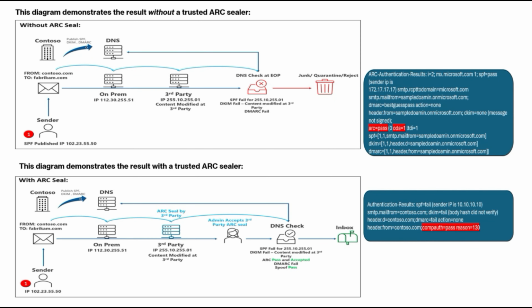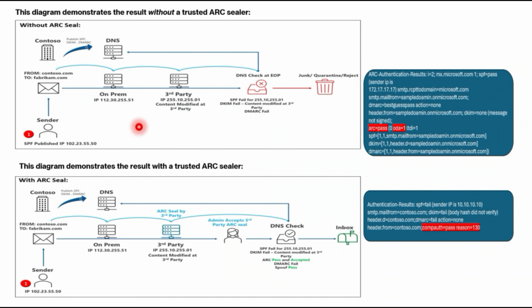Let's take a look through these diagrams here that contrast mail flow and the effect on email authentication results with and without a trusted ARC sealer. So let's assume that in both these diagrams, Microsoft is using a trusted email service that modifies inbound traffic, but this modification will definitely result in authentication failure if we do not use the ARC sealer.